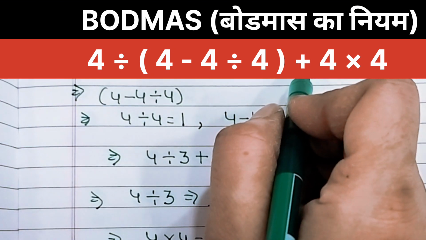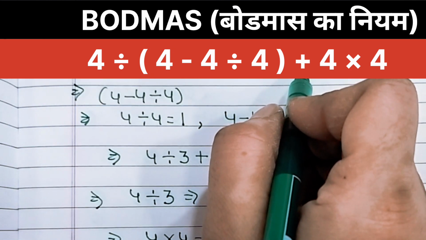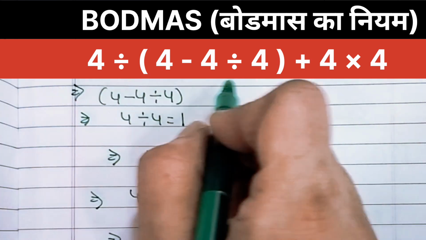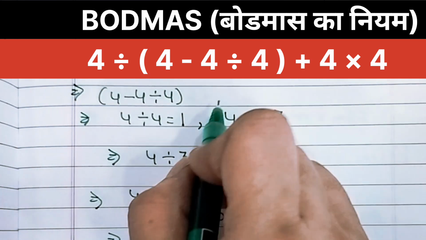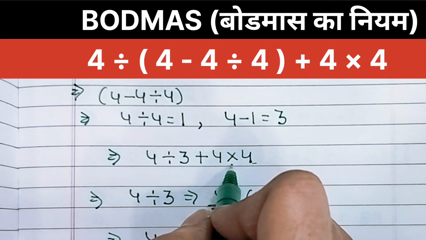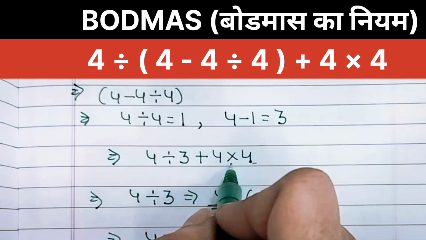Now the conclusion of this expression: by strictly following the BODMAS hierarchy, prioritizing the division inside the bracket before the subtraction, and then handling the outer division and multiplication before the final addition, we arrived at the accurate result 17.33, and I hope it is clear.